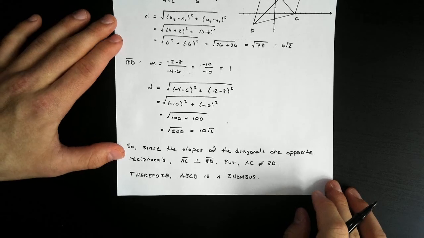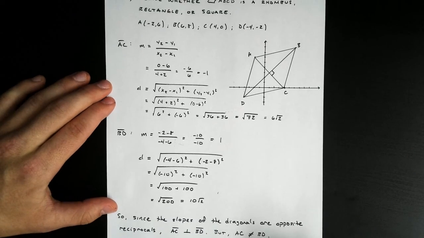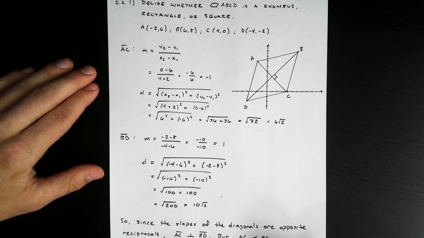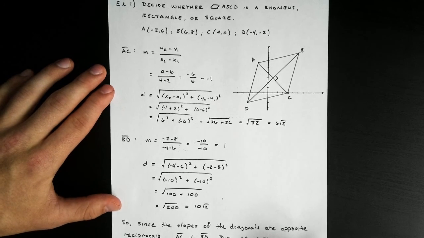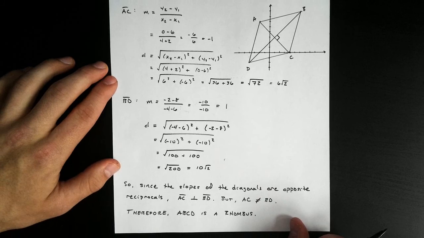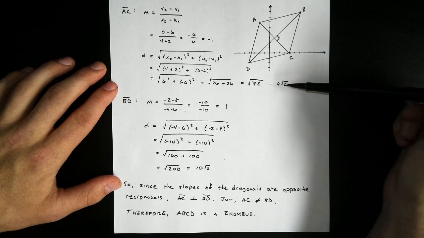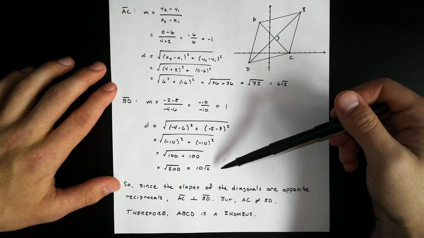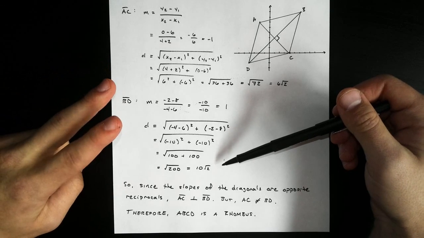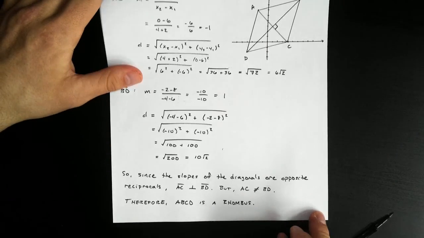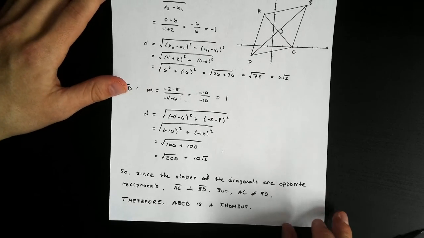There we go. So just using the diagonals and comparing them, comparing the slopes, comparing their lengths, we can determine whether this is a rhombus, a rectangle, or a square. If we ended up with opposite reciprocal slopes and the diagonals being the same, that means it's a rhombus and it's a rectangle, so that would mean it's a square. But in this case, just one of those things is true, so we ended up with a rhombus.